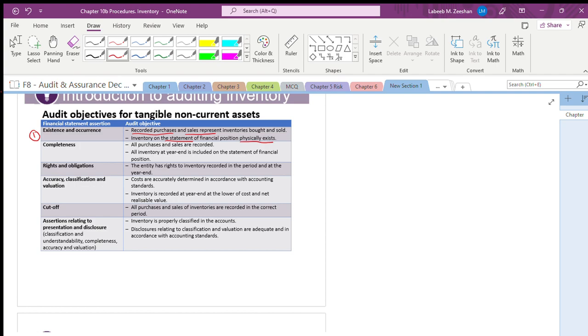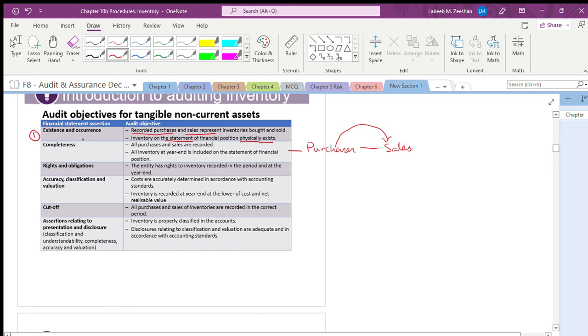We are talking about the completeness. Why is inventory that critical? Inventory is involved in purchases. Inventory is involved in sales. Whatever you are purchasing, that inventory is going to be sold. That is the reason, and both are very crucial, purchases and sales. So that's all purchases and sales are recorded.